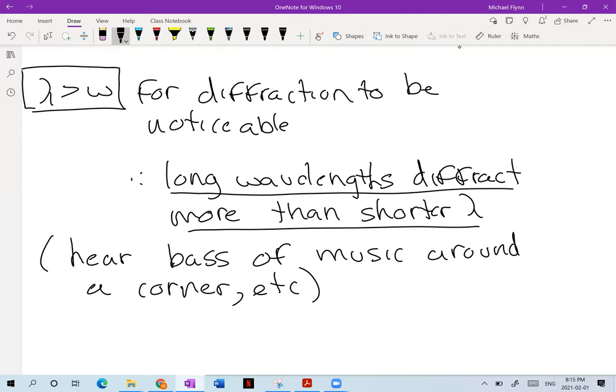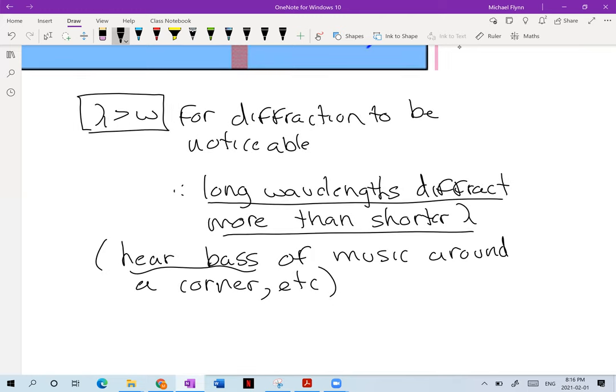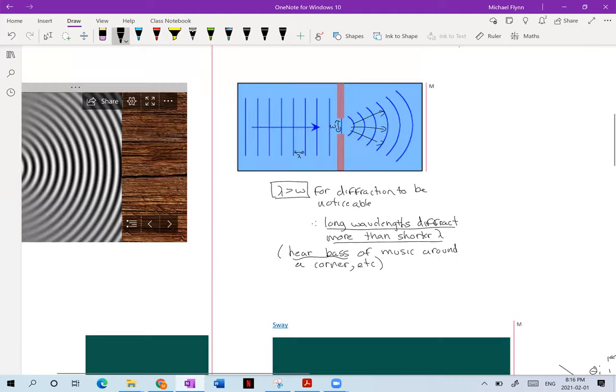Whereas really high frequency treble sounds can have wavelengths of less than a centimeter. And that means you would need much smaller openings in order for you to hear. They don't diffract as much, let's put it that way, okay? You'd have to put your ear basically right up to the opening in order for you to hear the high frequency sounds. So that's why you hear bass notes around corners, etc. That explains it for you, okay? So that phenomenon is called diffraction.